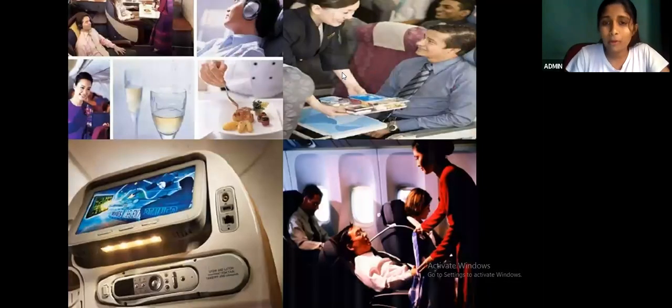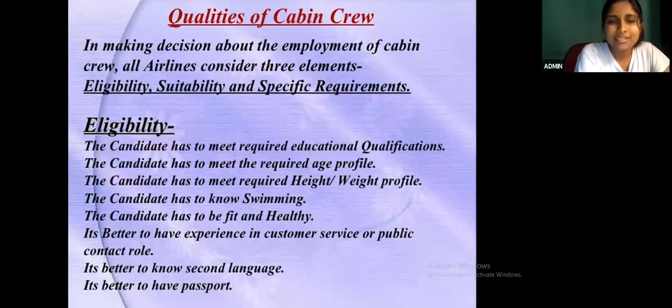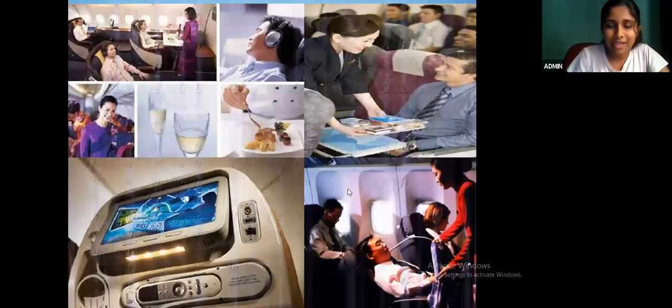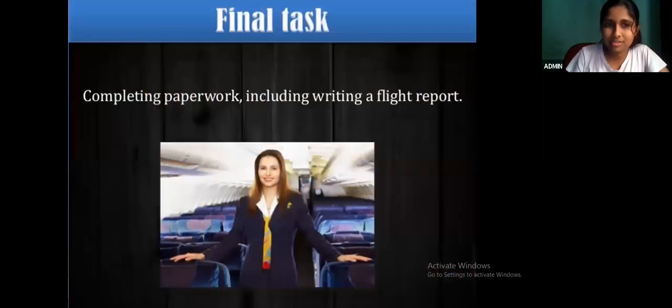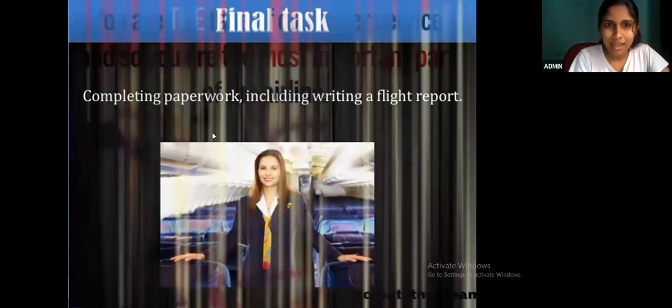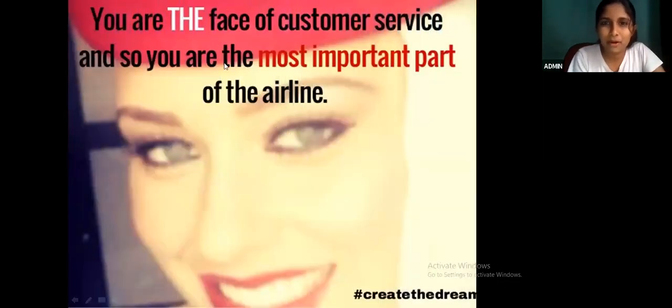And these are the eligibilities that have to be met by an air hostess. The candidate has to meet the required educational qualification, height, weight, and personality. These are the things needed to get an air hostess job. The final task of an air hostess includes completing paperwork, including writing a flight report. And this is the favorite quote I found about an air hostess.